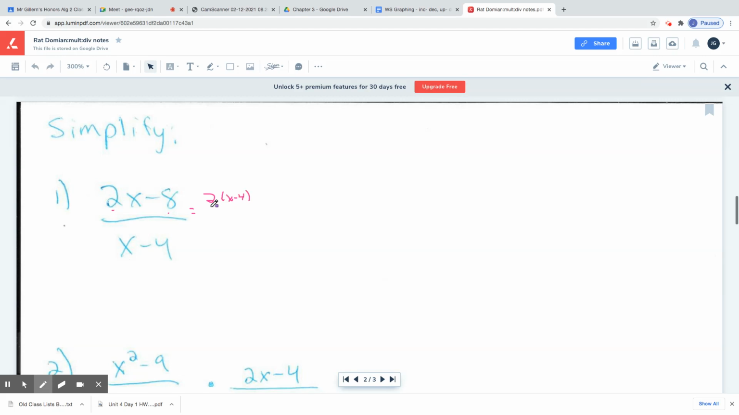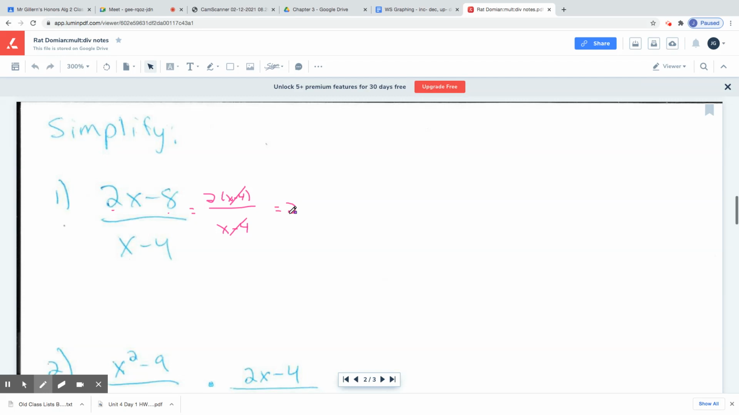You got 2 times x minus 4 over x minus 4. These you can cancel out because it's 2 times x minus 4, right? So I can cancel out the x minus 4s, and the answer is just 2. Right? So when you have rationals, you got to make sure that the top is factored and the bottom is factored, and then simplify if things cross out.